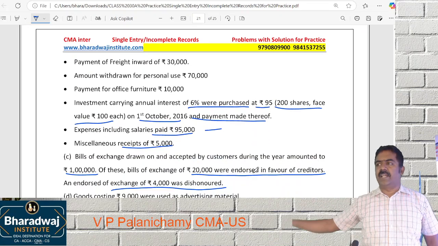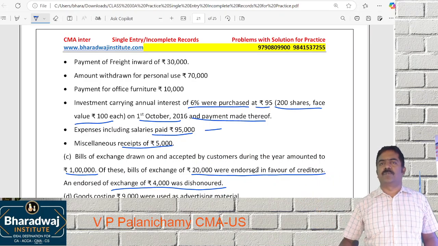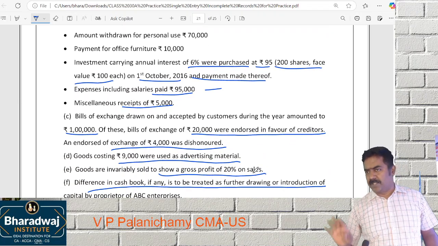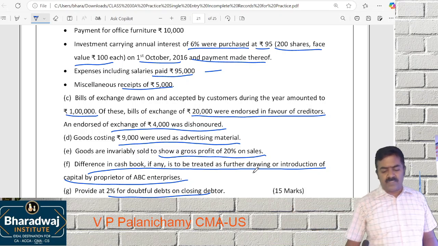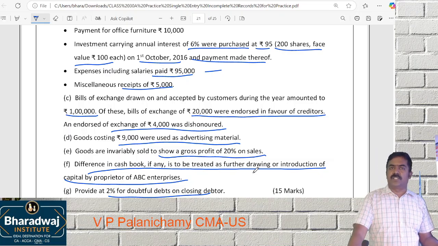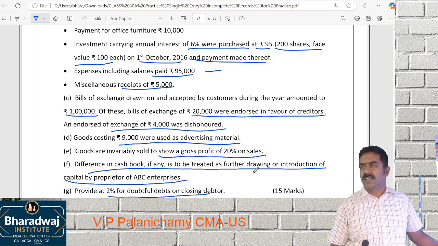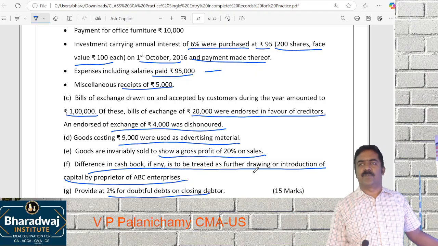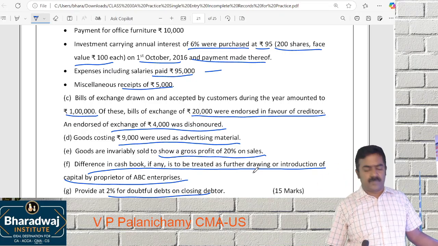Is there any data regarding cash sales, cash purchases given in the question? No. Cash sales, cash purchase is not given. Point number F part. Balance in cash book also, they ask you to take it as what? They ask you to take it as drawings or introduction of capital. So is there a chance of cash purchase, cash sales? No chance. Data is also not given. Balancing figure also they take it as drawings or additional capital. Start. Take notes and continue.